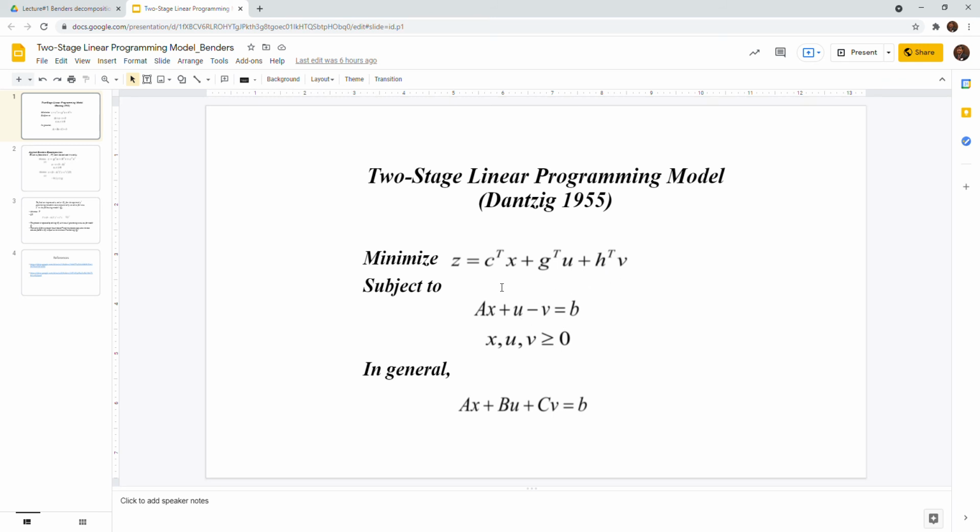Okay, if I only have c transpose x, A times x equals b, and x greater than or equal to 0, that is the original LP. Under certain parameter values of A, b, and c, you need to find x in order to minimize the c function. There's no u and v here.